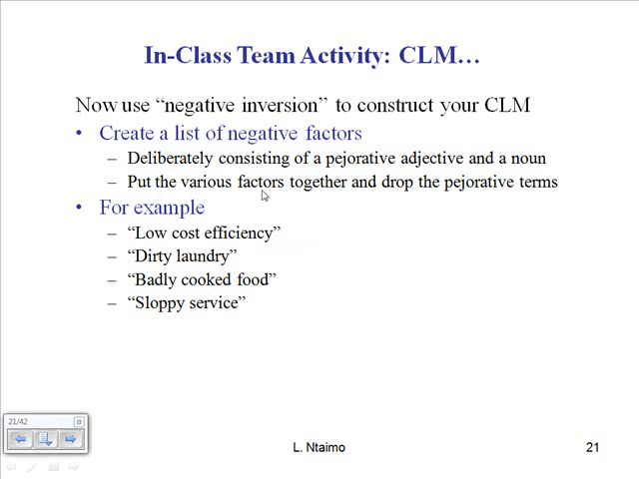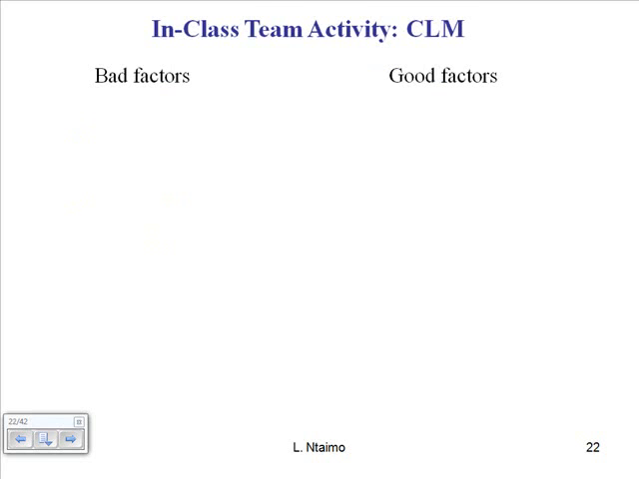And I want you to put the various factors together, and then afterwards we're going to drop these bad terms, okay? So I want you to make a list like this. Then when we go to construct the causal loop model, we're going to drop these pejorative terms, okay? Okay, so we're going to have a list of bad and good factors about hotel stay experience.